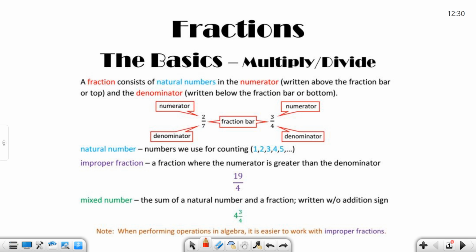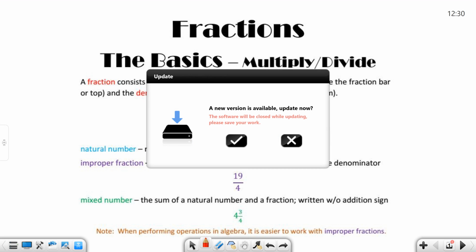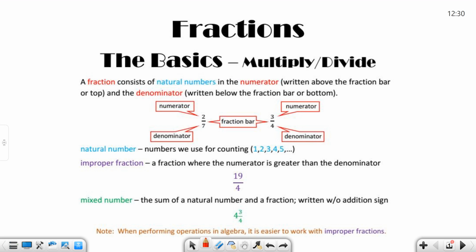Improper fraction, 19 over 4, that's where the numerator is larger than the denominator. A mixed number is the sum of a natural number and a fraction. So 4 and 3/4 means 4 plus 3/4. In algebra, it's much easier to deal with improper fractions. So for me in my class, I always want an improper fraction unless you are specifically told in the directions of the problem to use a mixed number. Okay? So improper fractions, use them unless you're specifically told not to.